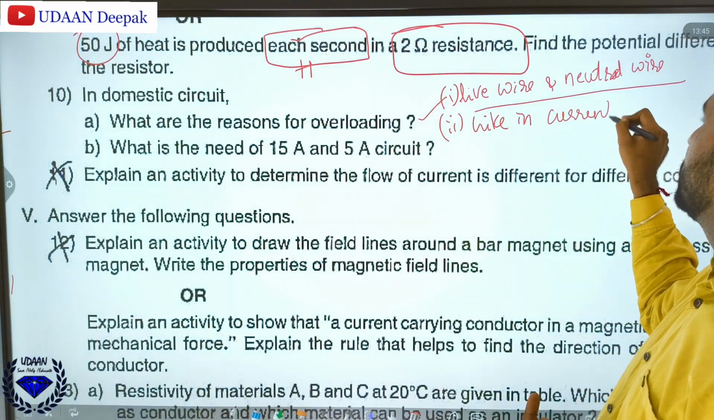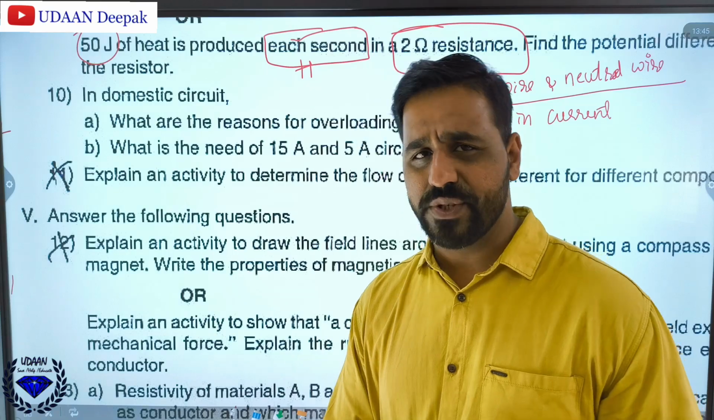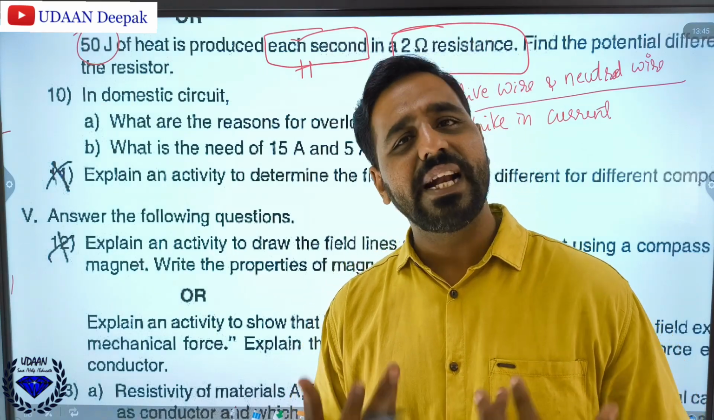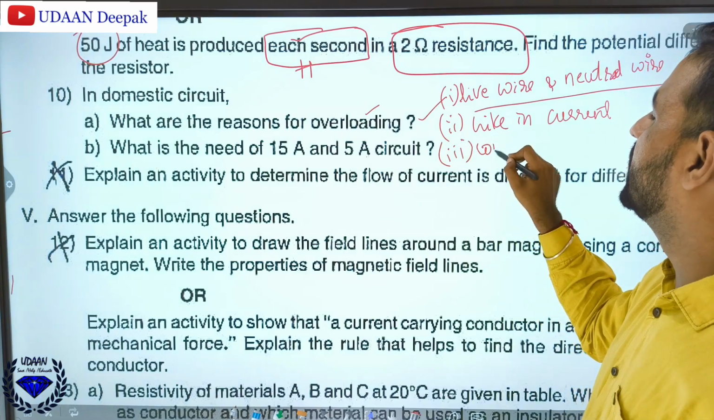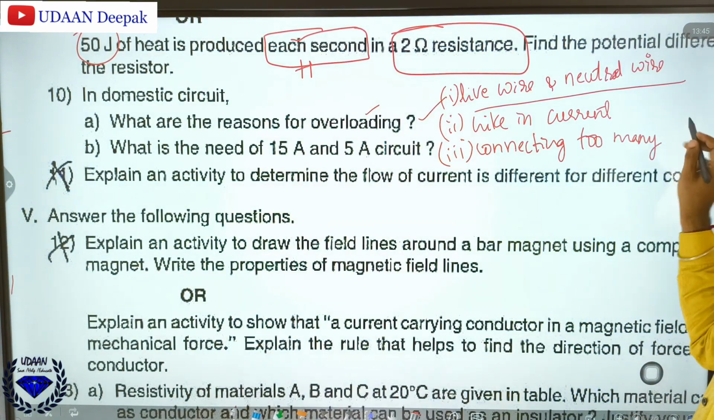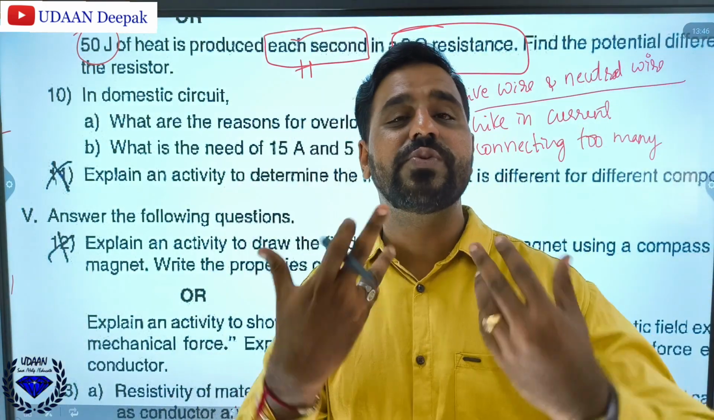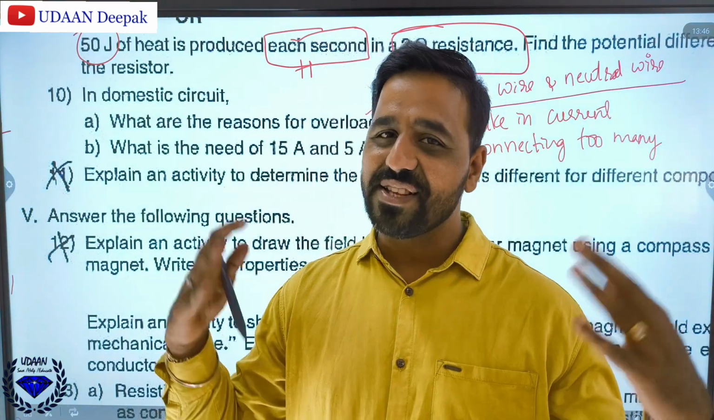Suddenly the current will rise due to the rainy season with waterfalls, or accidentally due to some natural or man-made activities. So that is also a reason for overloading. The third one is connecting too many appliances. You are connecting many appliances to a single switch, which will lead to overloading. So these are the 3 points you should know when answering the question.